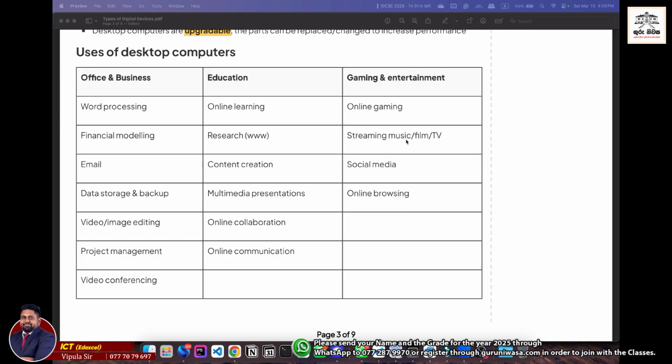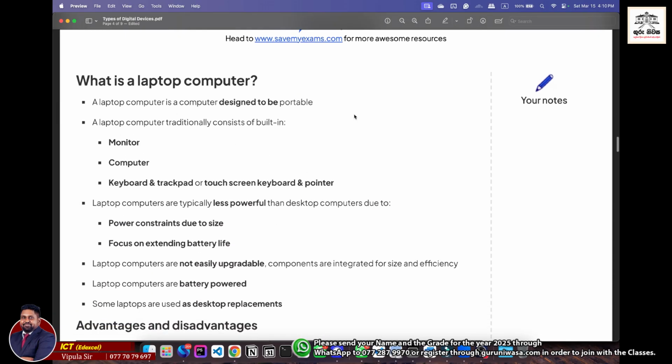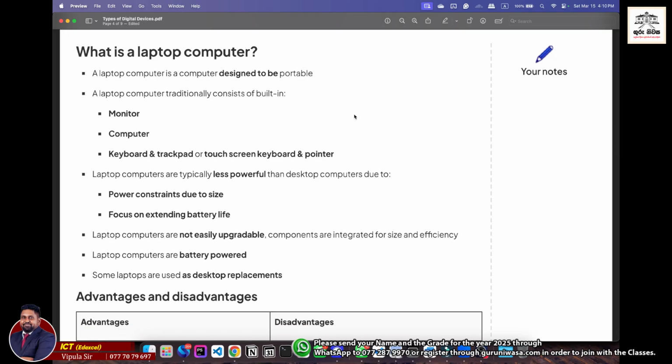So remember these keywords. I know it's a bit hard to memorize everything, but just try to remember at least the primary keywords: online learning, research, content creation, emails, word processing, financial modeling, data storage, video and image editing, project management, and video conferencing, as well as social media. If you can remember these parts, then it would be perfect. Okay. So that is the point behind the desktop.